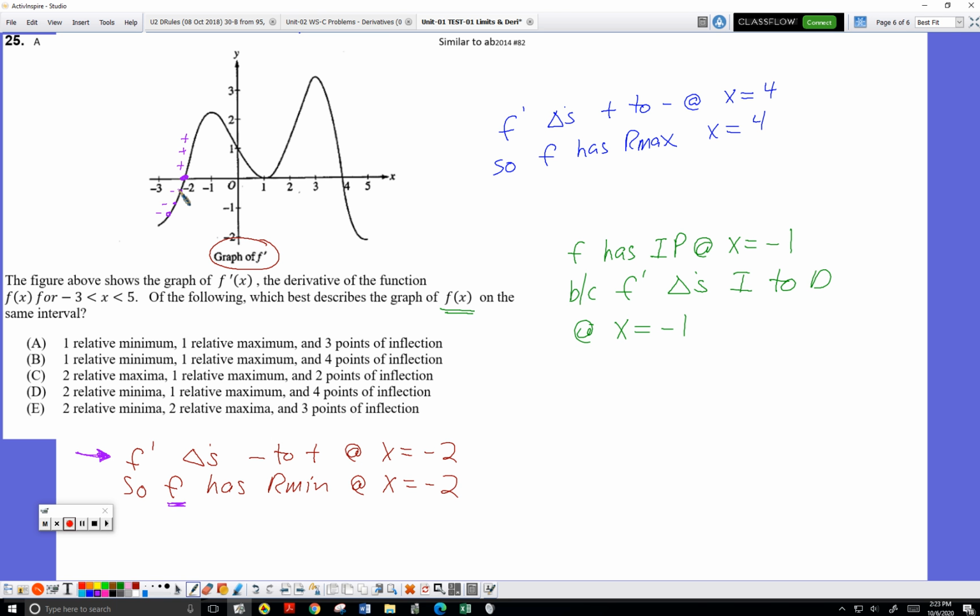The y-coordinates of f prime tell us what about f? Show me your hands. Come on, gotta know this. What do the y-coordinates of f prime tell us about f?